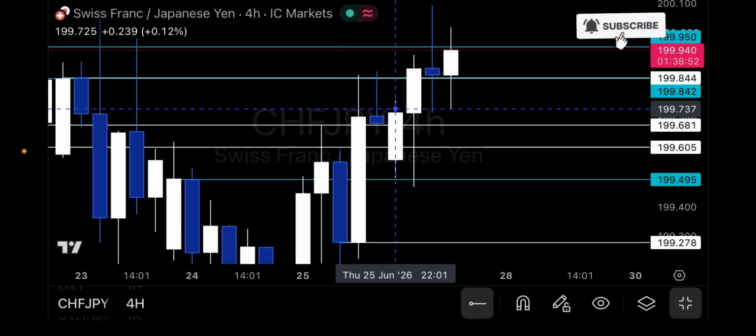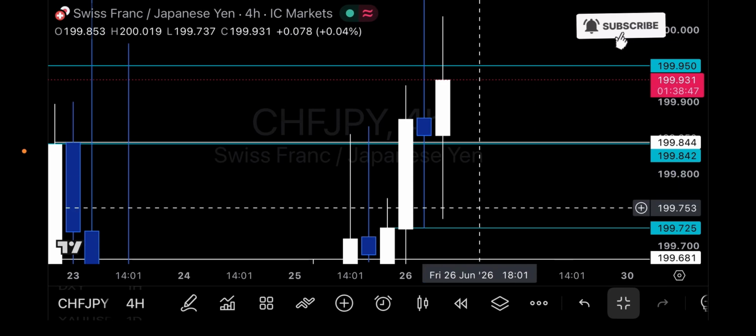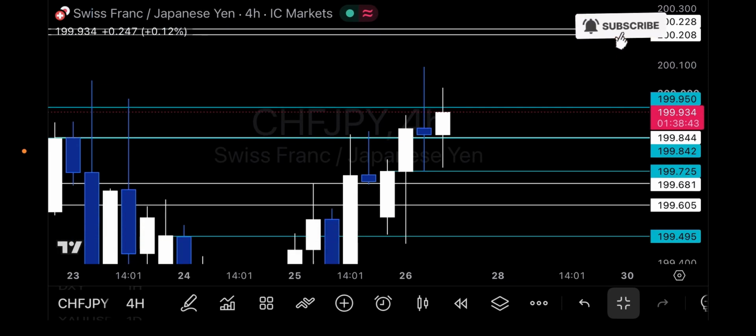So, as you are seeing right here, the market gave this kissing candle also here too. If you are seeing, the market reacted from this kissing candle right here. Look at it, it just tapped it and moved, and had a great massive move.